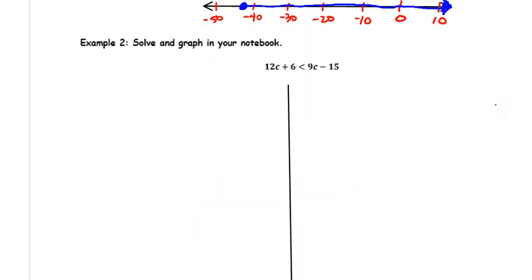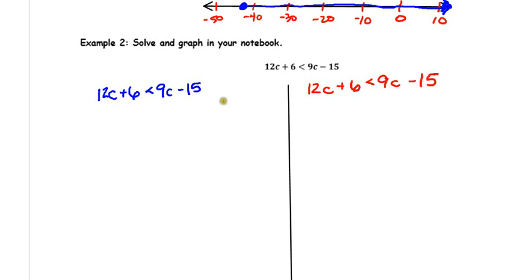Go ahead and write down example 2 in your notebook. Our goal here is to solve and graph 12c plus 6 is less than 9c minus 15. And we're going to solve this in two ways. I've split the notebook in half with a vertical black line. On one side, I'm going to write 12c plus 6 is less than 9c minus 15. And on the other side, I'm going to choose a different color pen and write 12c plus 6 is less than 9c minus 15.